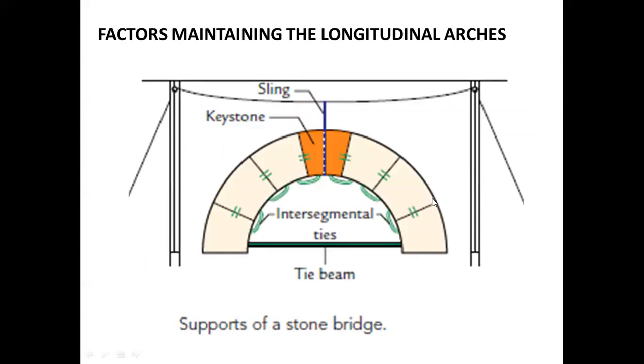Now, then we have some factors that maintain the arches. What are the different factors that maintain the arches? If you look at a stone bridge, how is any bridge made? Any arch has a few things that take part here. We have a number of stones, so the shape and the size of the stones matter. The stones are joined together by small intersegmental ties.